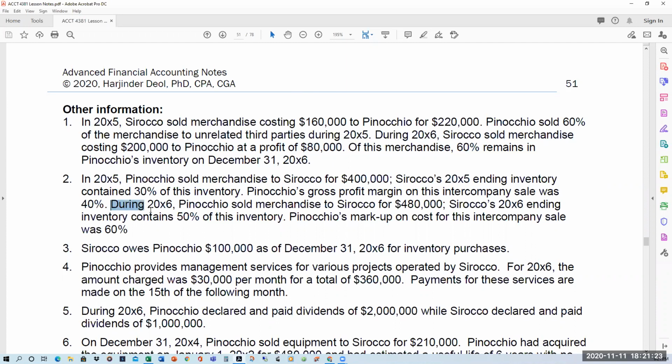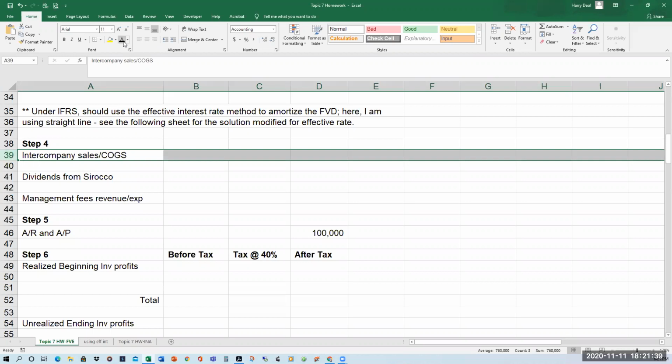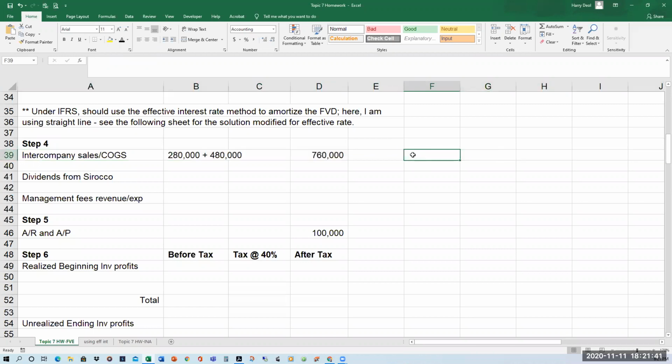And also in the year 2006, Pinocchio sold merchandise to Sirocco for 480,000. So there's been both an upstream sale as well as a downstream sale of inventory. So you have intercompany sales, cost of goods sold for elimination, 280,000 plus the 480,000 for a total of $760,000.